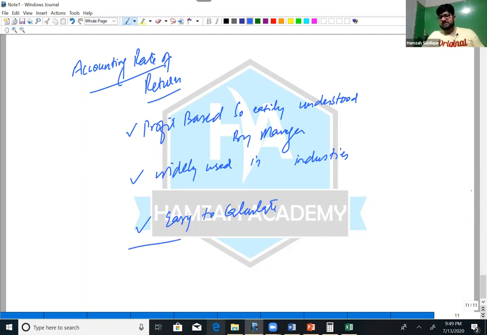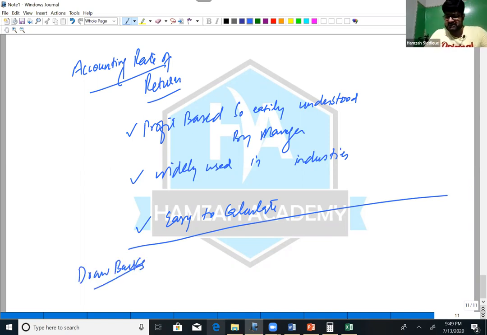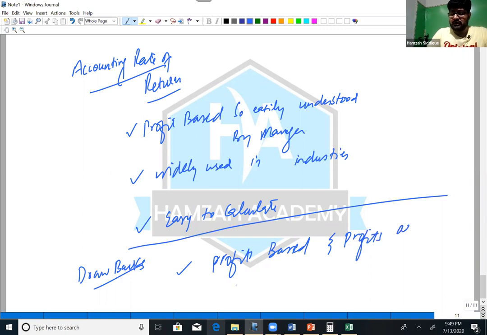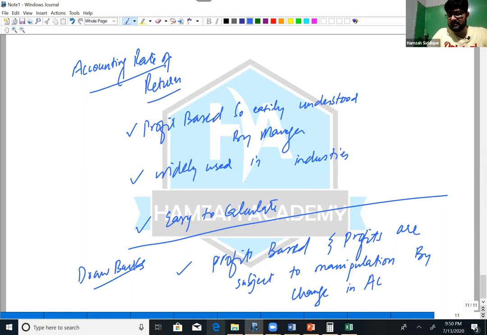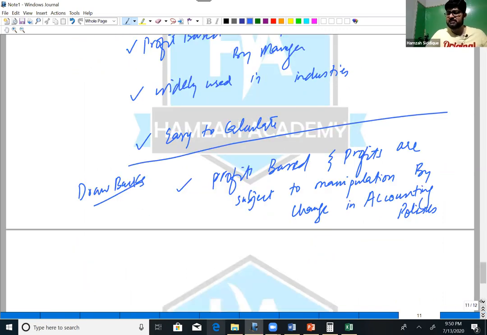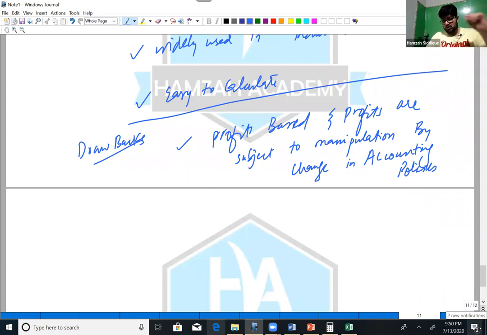But it has certain drawbacks. What are its drawbacks? Number one, it is profits based, and profits are subject to manipulation by change in accounting policies. You change accounting policy, you change estimation, profit will be changed. So it is a drawback as well.